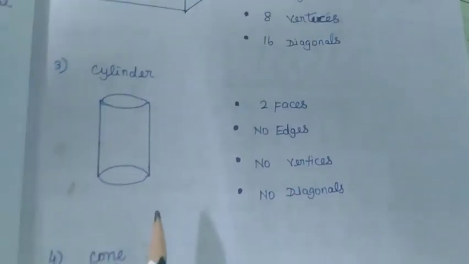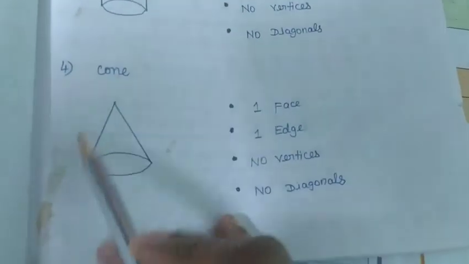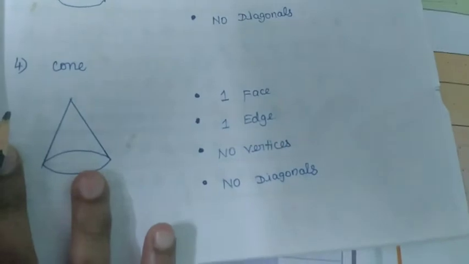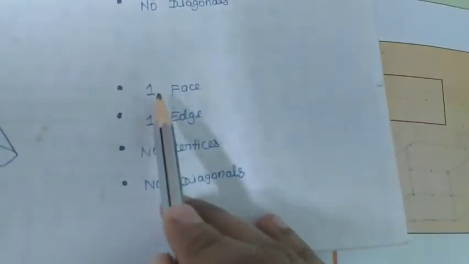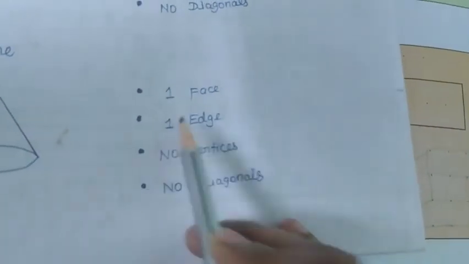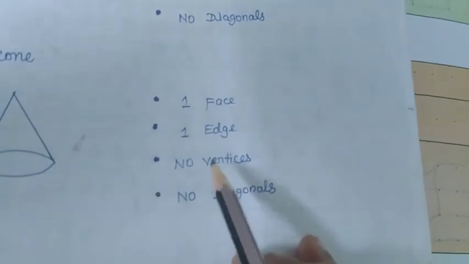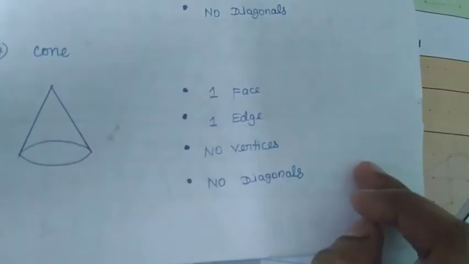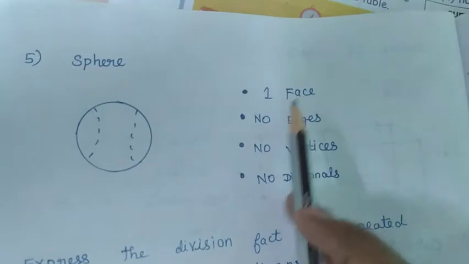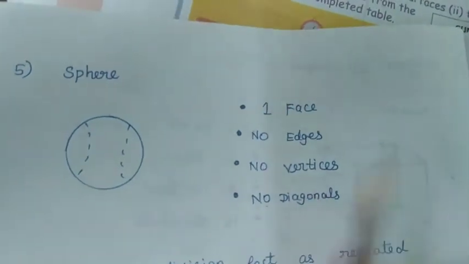Okay. The next one is cone. First draw the cone. The cone has only 1 face, 1 edge, no vertices, no diagonals. Understood? The next one is sphere. Draw the sphere. Okay. The sphere has 1 face, no edges, no vertices, no diagonals.